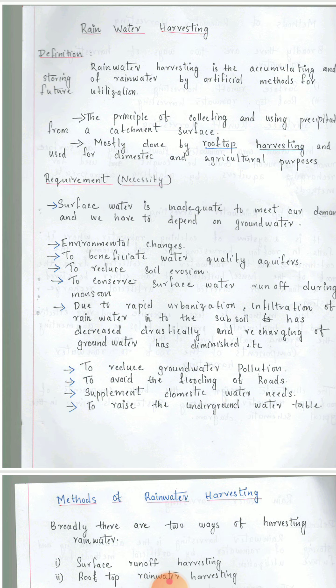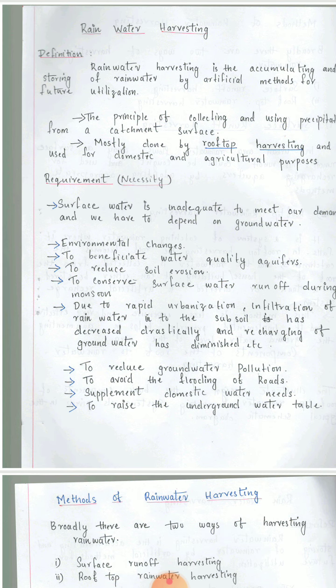First is surface water is inadequate to meet our demand and we have to depend on groundwater. So why we have to go for this rainwater harvesting is, as we are facing the scarcity of water, we are going with the underground water. So this is why we need to conserve the rooftop water. Next is environmental changes. As the environmental changes are occurring now and then, the climatic changes and the conditions are changing where the rainfall is very less. So due to this we are facing the unavailability of the water, hence we need to conserve the rainwater.